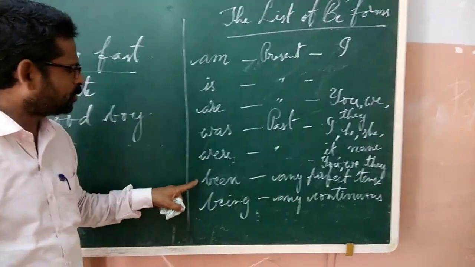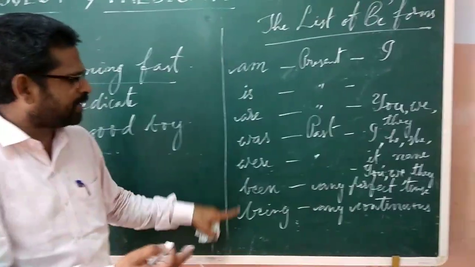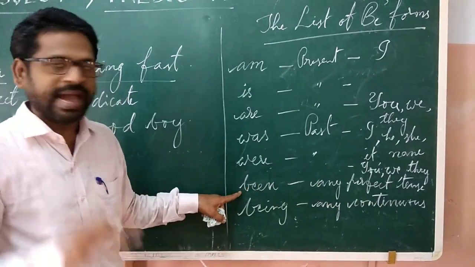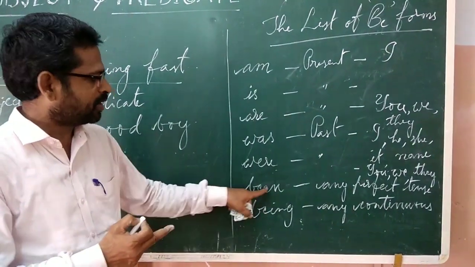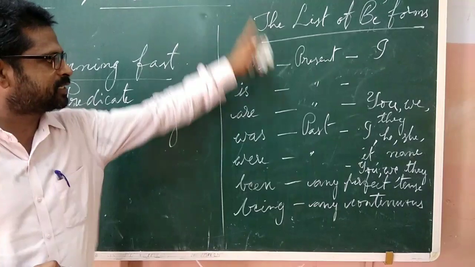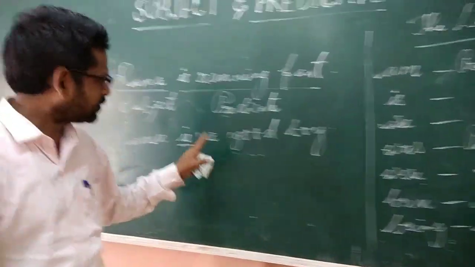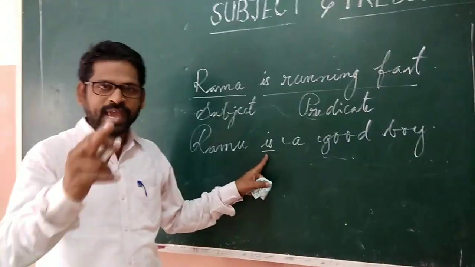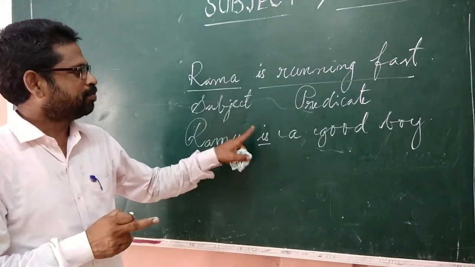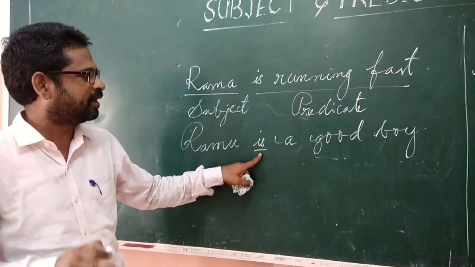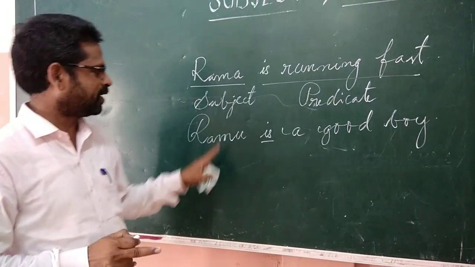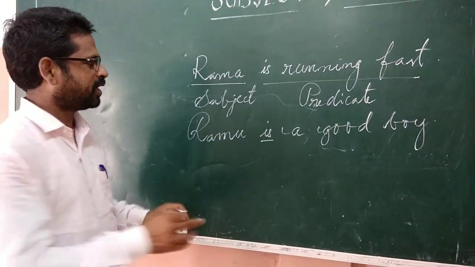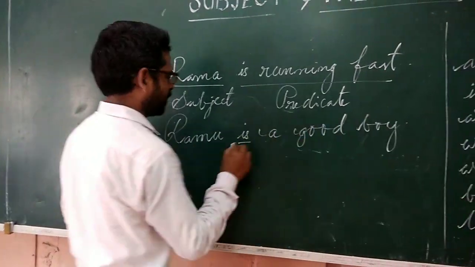And you may get a doubt how to use this been and being. When we go to active voice and passive voice, we shall learn the usage of been and being. This is the list of be forms. So when the main verb is absent, the be form is regarded as the verb. So here is the verb.